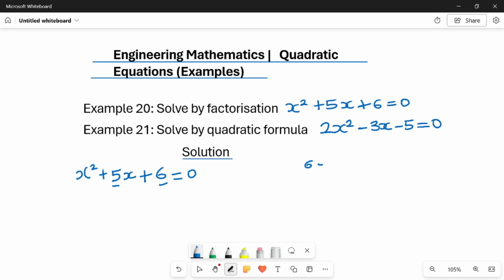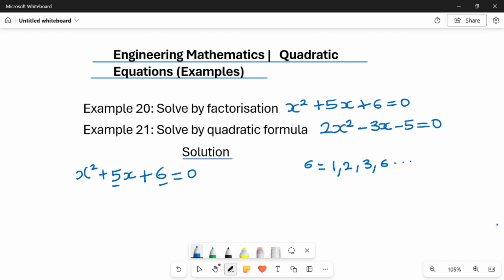So now let's say 6. What are the factors of 6? We have 1, we have 2, we have 3, we have 6. So two numbers, 1 times 6 give us 6. But 1 plus 6 will not give us 5, right? So those two can go.